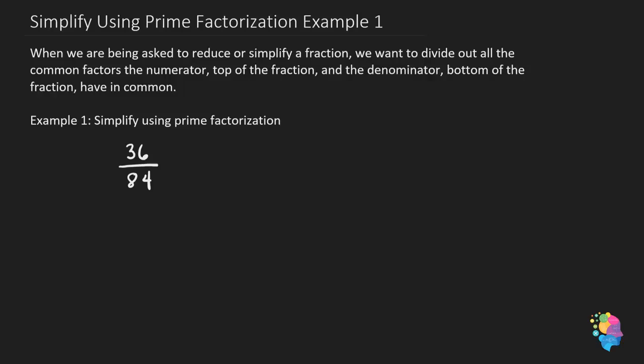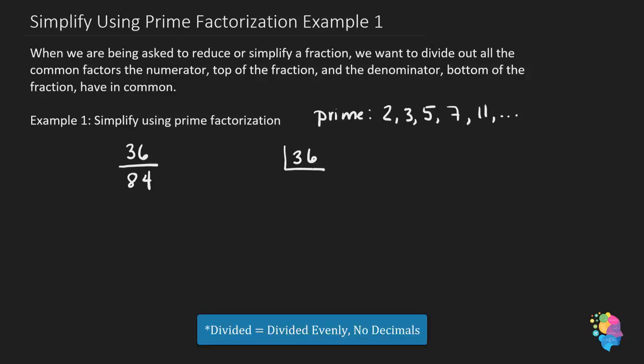We begin by finding the prime factorization of the numerator, that's 36. So let's write a small list of prime numbers. So the numerator is 36, and you begin. Out of these prime numbers, we start with the smallest. We start with 2. Can 36 be divided by 2? And it can. So we divide 36 by 2, and that's going to give us 18.